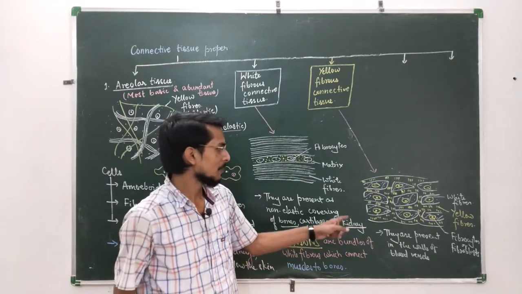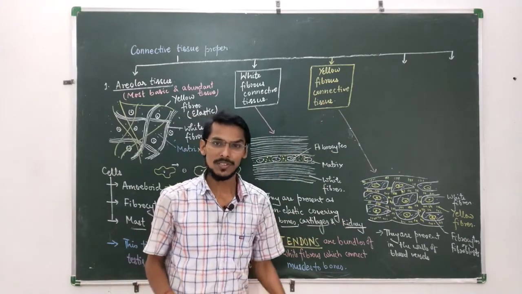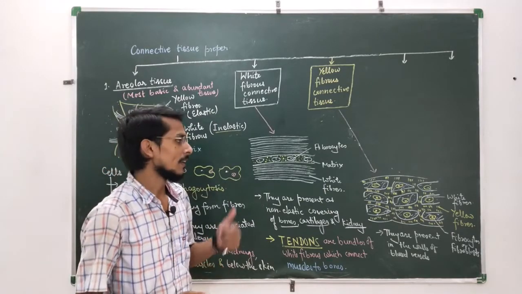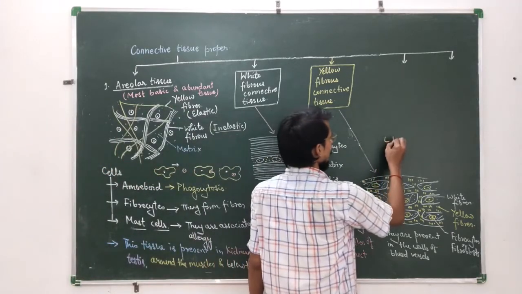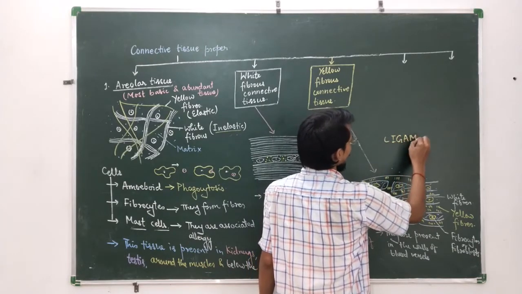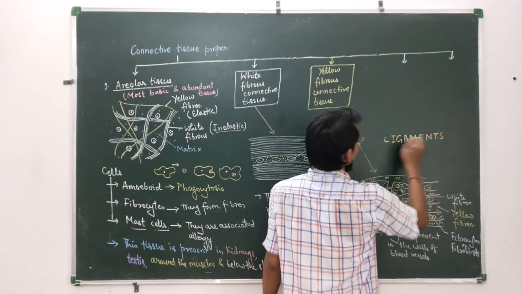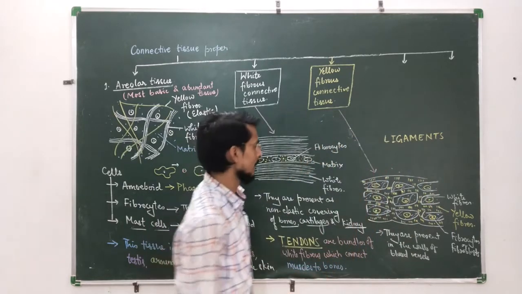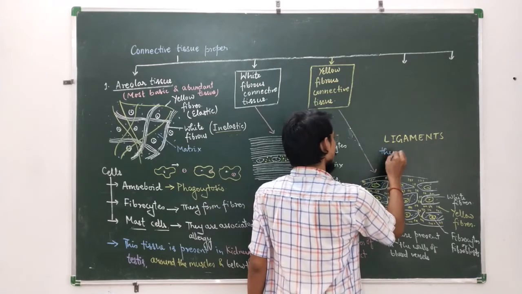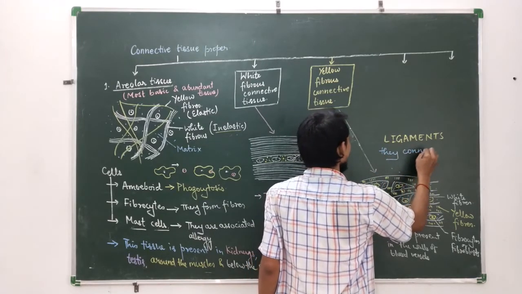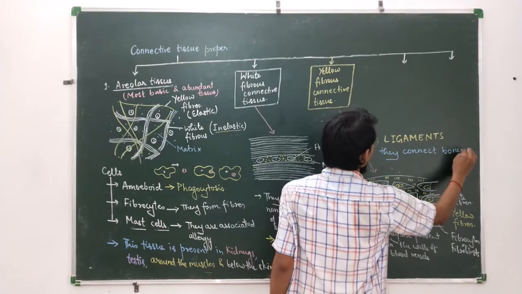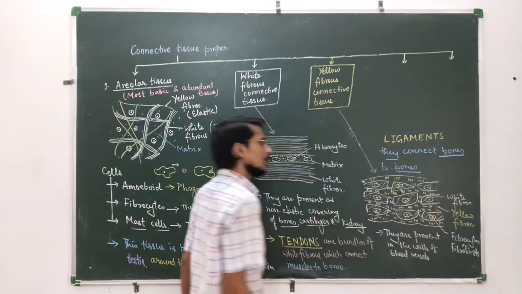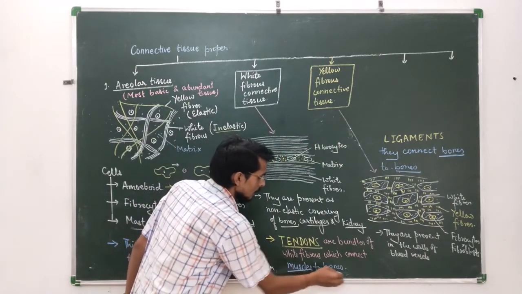One more important thing about yellow fibrous connective tissue is that bundles of yellow fibers are called ligaments. And they connect, let me write it with another colored chalk. They connect bones to bones. Okay, bones to bones. Here we have muscles to bones.